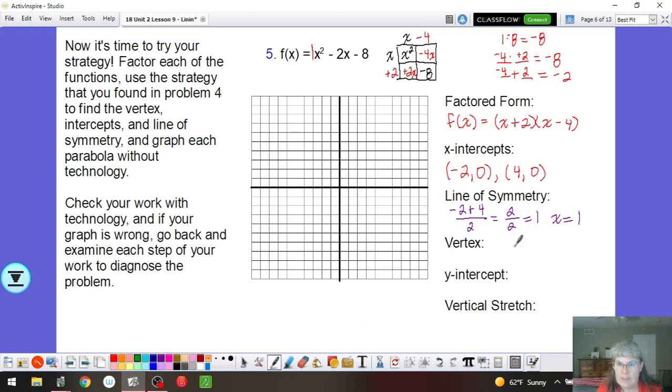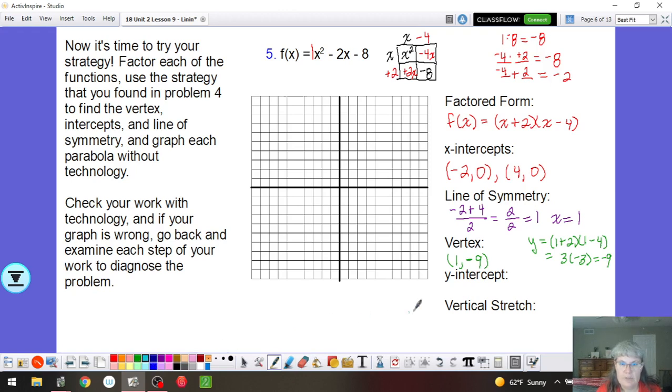The vertex will have an x value of 1. To find the y value, I'm going to use my factored form to do it. I need to substitute the 1 for x, so (1 plus 2)(1 minus 4). That's going to be 3 times negative 3, which is negative 9. So our vertex is at the point 1, negative 9.